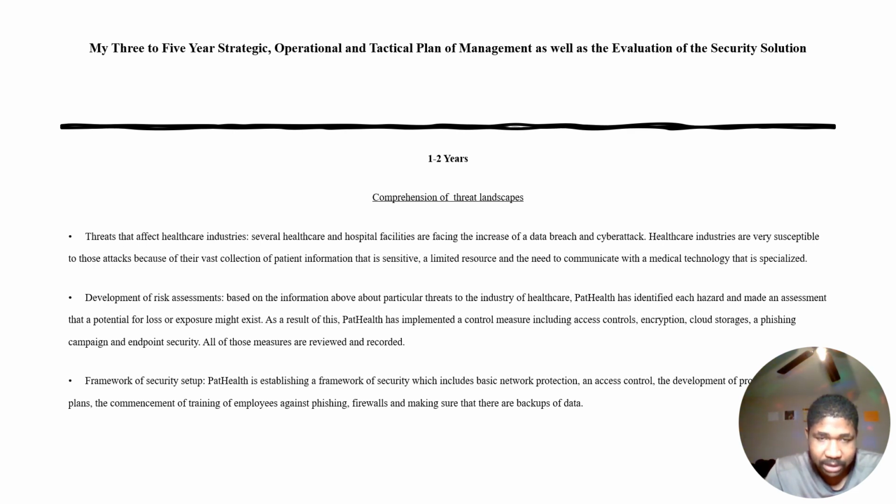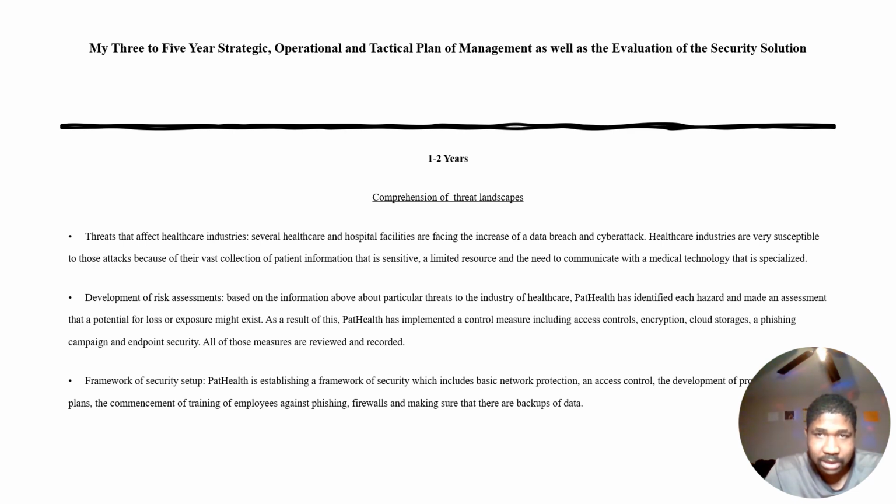And the second part is the development of risk assessment. Based on the information above about particular threats to the healthcare industry, the partner identified them and made an assessment of the potential loss or exposure that might exist. As a result of this, partners are implementing control measures, including access control, encryption, cloud storage, a phishing campaign, and endpoint security.